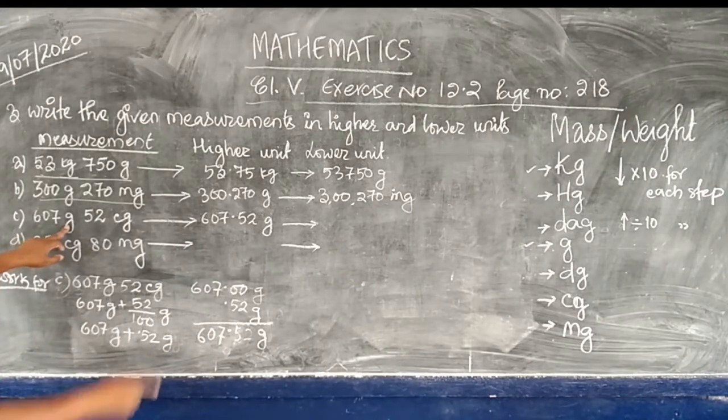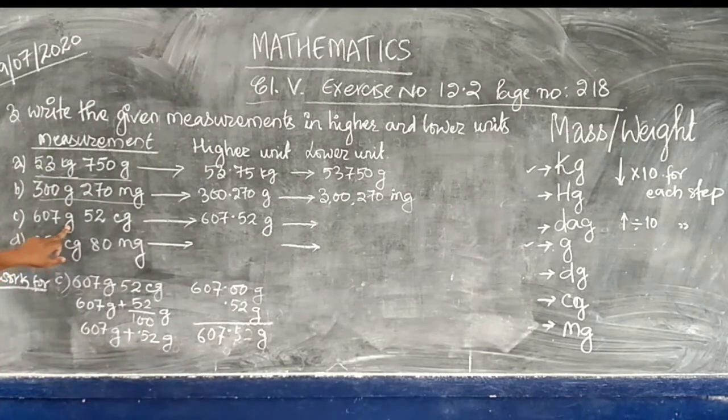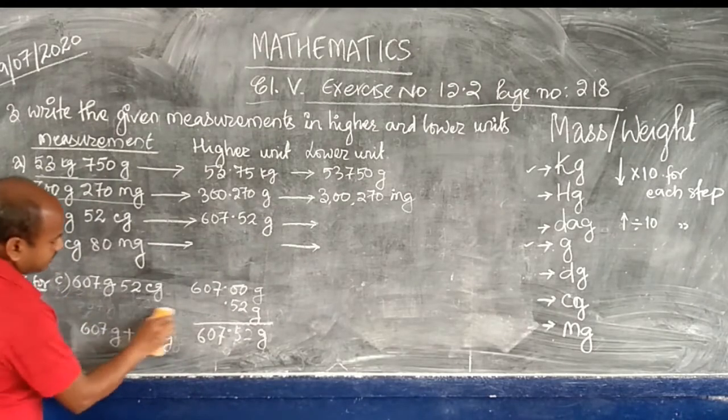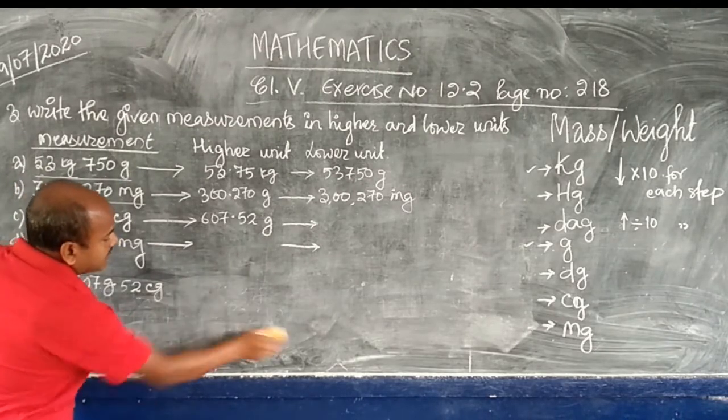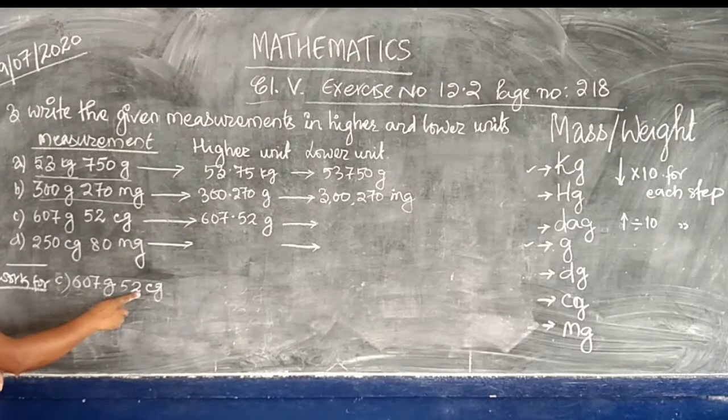Now this is in the higher unit. Now what should be there in the lower unit? In the lower unit, you need to convert everything in terms of centigram. Okay, this is already in centigram, so you don't need to do anything to this. But this one you need to convert in terms of centigram. How can you do this?